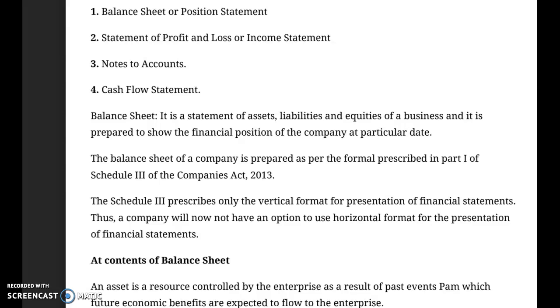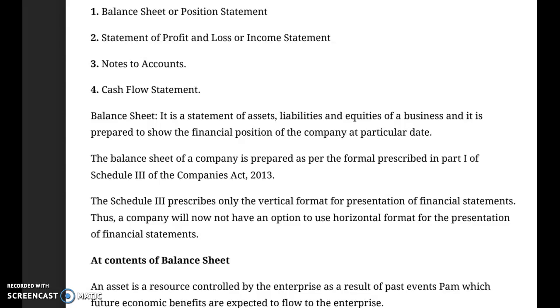Dear students, please keep in mind that sometimes in the Viva the question is asked under which particular format the balance sheet is prepared. Then you have to answer that it is prepared as per Part 1 of Schedule 3 of the Companies Act 2013. And a very important thing: Schedule 3 prescribes only the vertical format for presentation of financial statements.